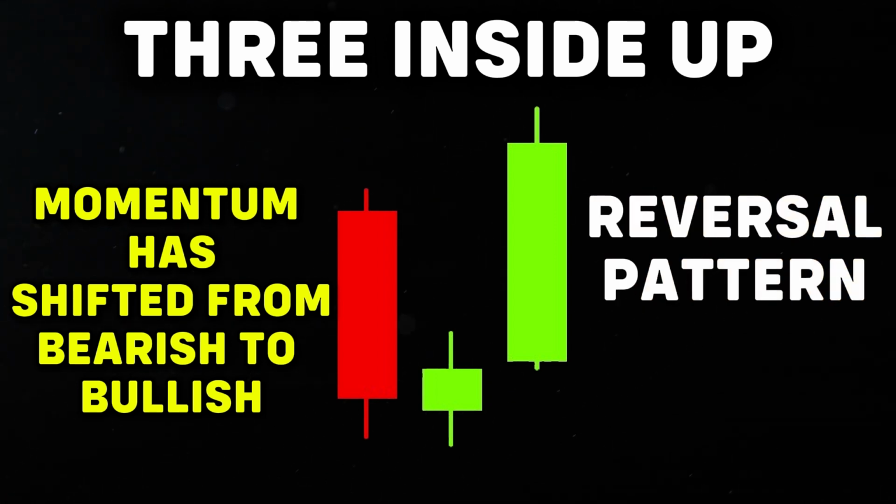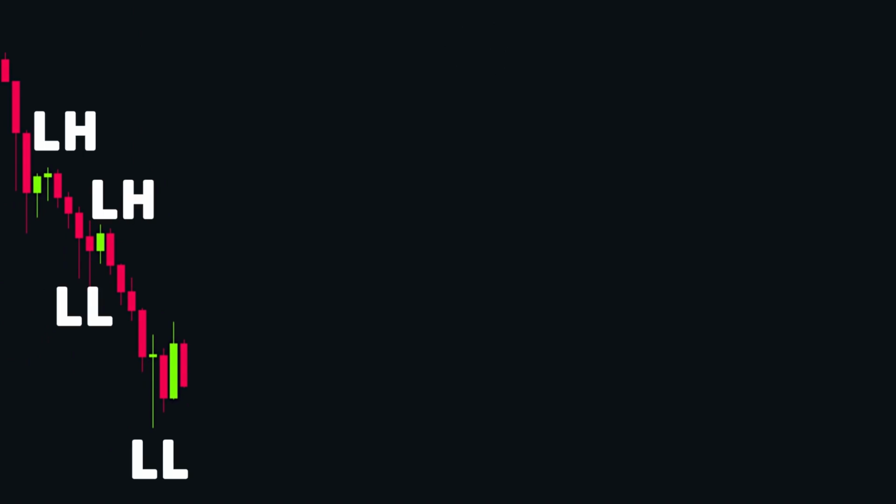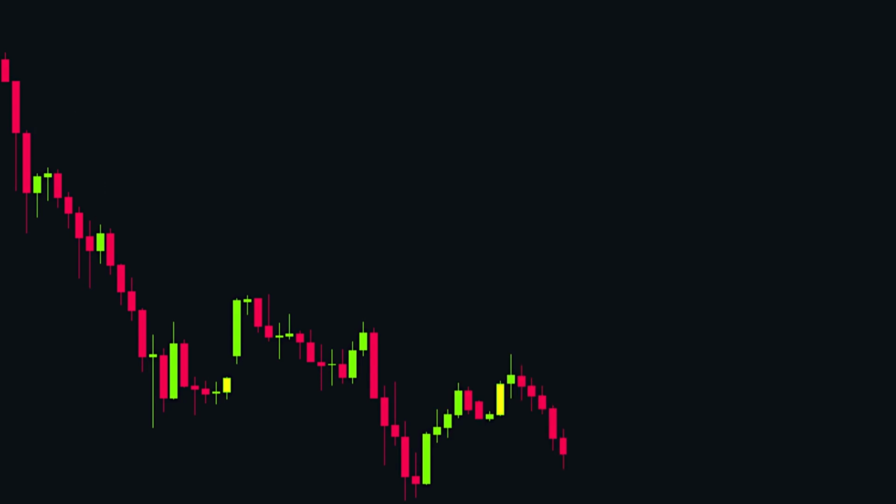Let's look at an example of this on a real chart. In this chart, the market is making lower highs and lower lows, indicating a downtrend. We then observe a large bearish candle, followed by a small bearish candle, but this does not yet confirm a 3 inside up pattern. The second candle in this pattern can be either bullish or bearish. In this case, it is a bearish candle. The pattern is complete when the third candle forms a strong bullish candle that closes above the open of the first candle. That's our confirmation.